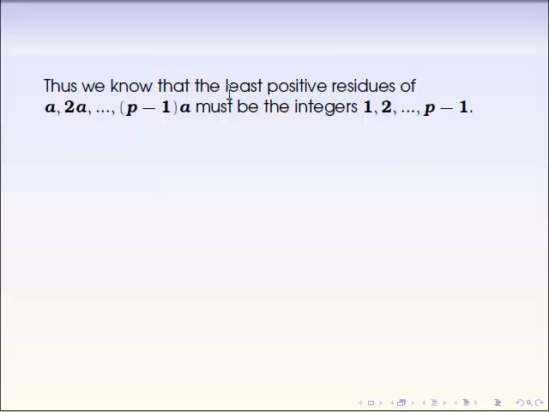And because of that, the least positive residues for these numbers should be 1 through p minus 1, because p is a prime number and there is no congruency between any two numbers in here, and the same thing here. Okay, so we found that one.